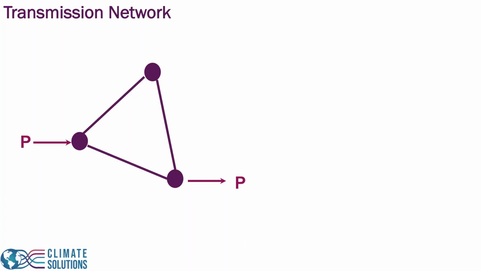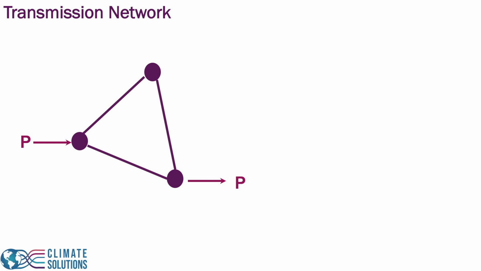For example, take the system shown in the figure. We assume all the three lines have the same impedances and capacities. If we inject P units of power at the node shown here on the left and extract P units of power at the node shown here on the right, the power flow will distribute through these lines in proportion to the least resistance path.